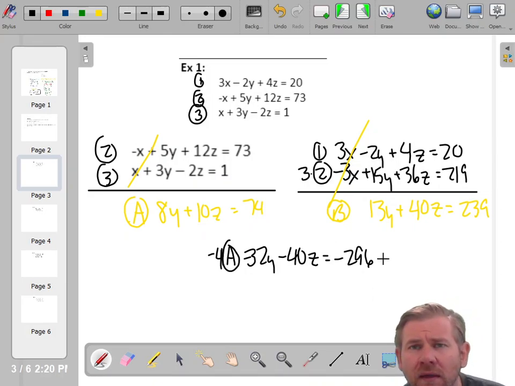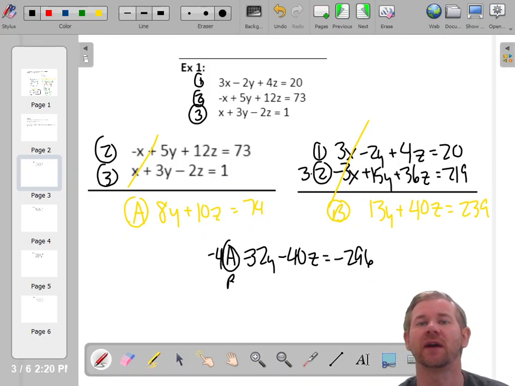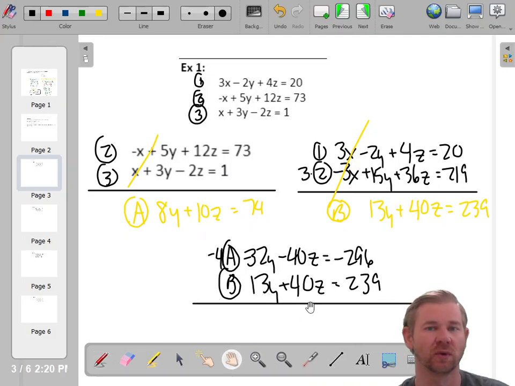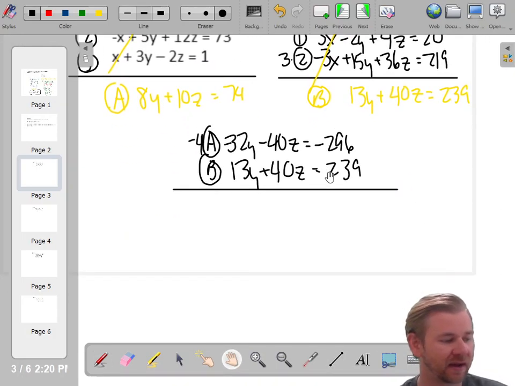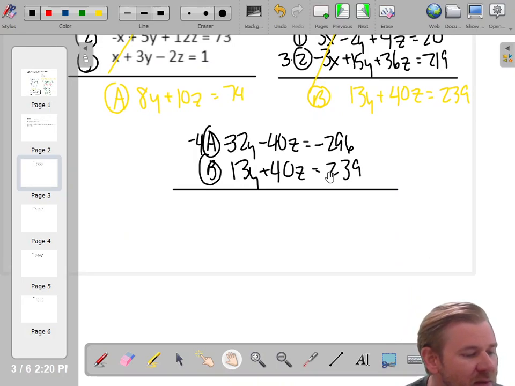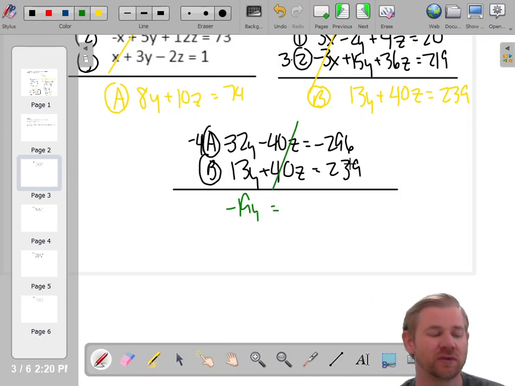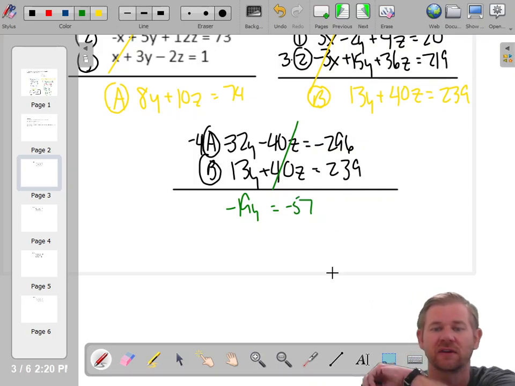Okay. Is that right? Yeah, okay. So line B, I'll say right here, is 13y plus 40z equals 239. All right. So what do we got here now? I'm going to do it the same way I did before. Okay, cool. Let's add them up. Negative 32 and 13 is negative 19. Y goes away. And you have 296 and 239. That's negative 57. Okay, and you can use a calculator if you need help.